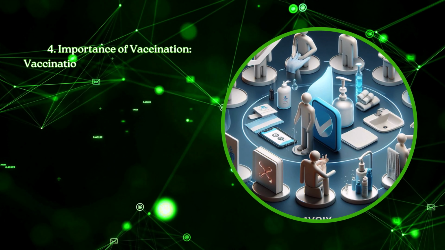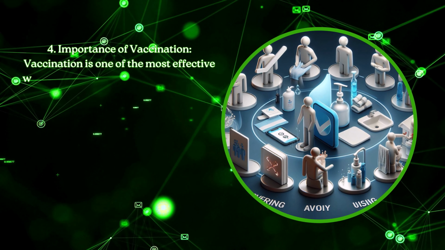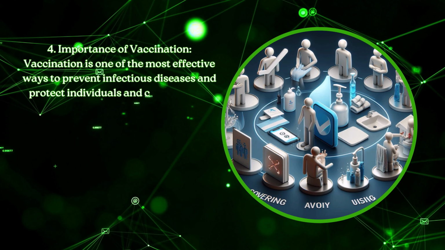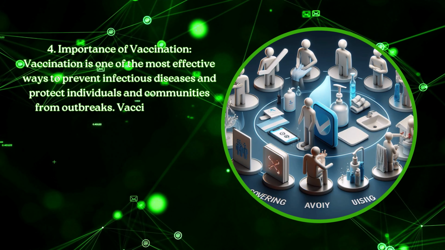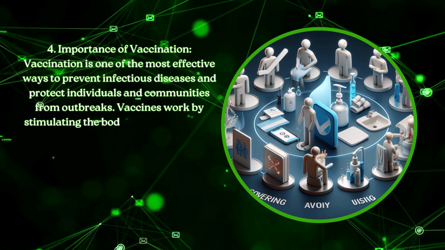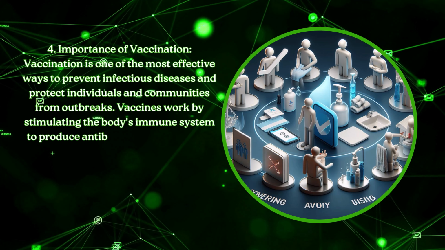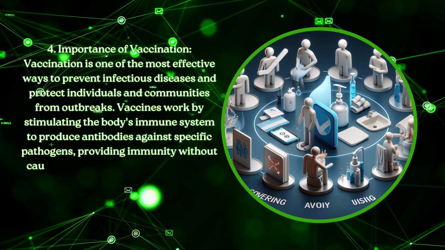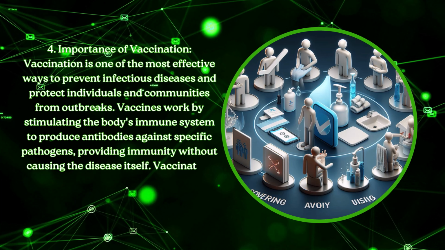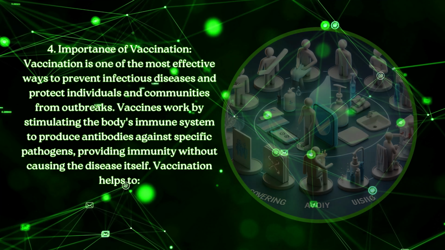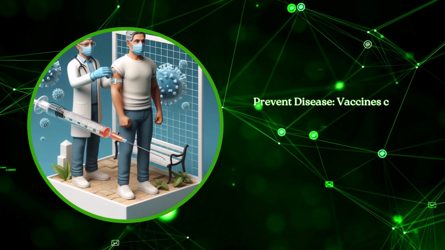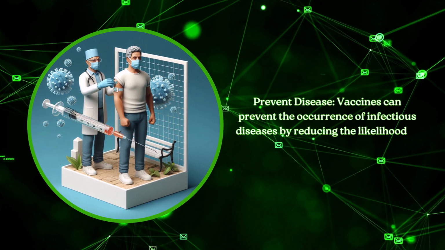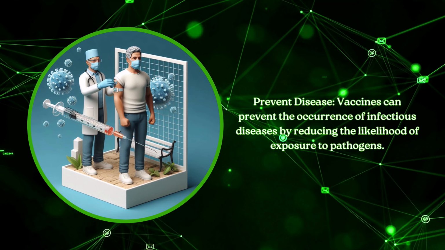Importance of vaccination. Vaccination is one of the most effective ways to prevent infectious diseases and protect individuals and communities from outbreaks. Vaccines work by stimulating the body's immune system to produce antibodies against specific pathogens, providing immunity without causing the disease itself. Vaccination helps to prevent disease. Vaccines can prevent the occurrence of infectious diseases by reducing the likelihood of exposure to pathogens.